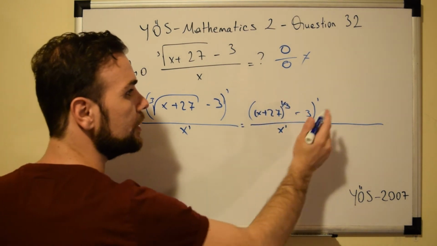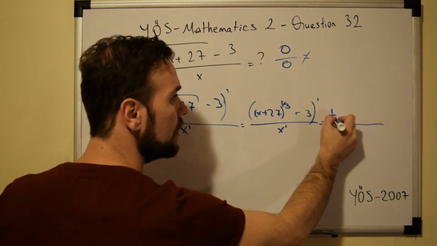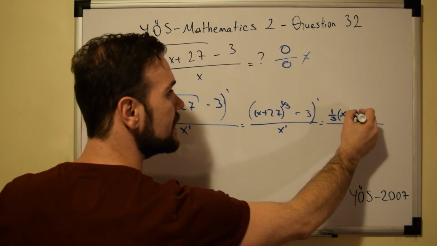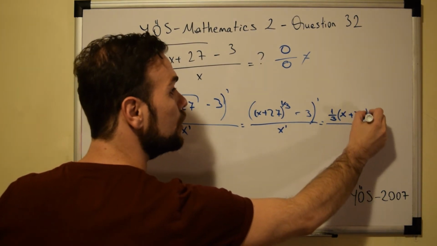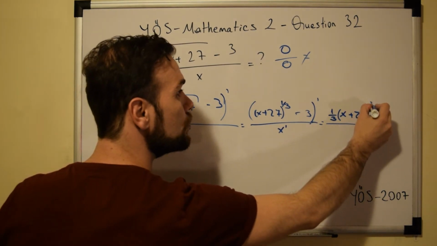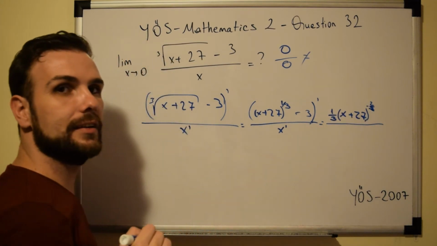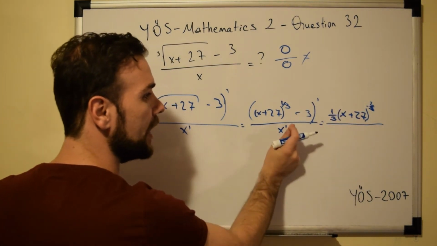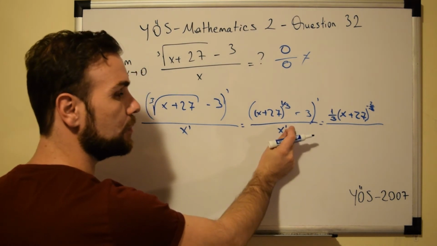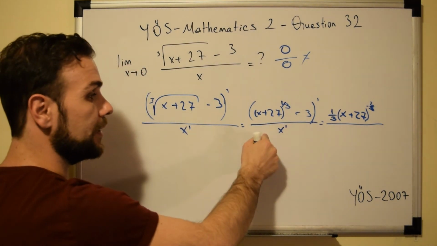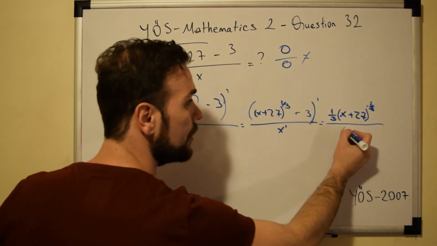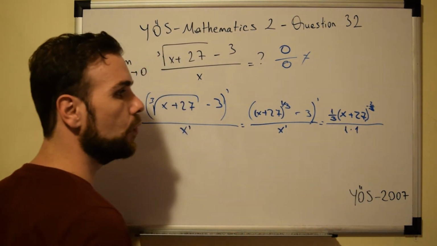The exponent, we bring it to the front. So we have 1 over 3 times x plus 27 to the power of minus 2 over 3. And after that, we do the same thing. Now we have the exponent here, we have the exponent 1. So when we bring 1 into the front, x to the power of 0 is 1. So here we have 1 times 1.